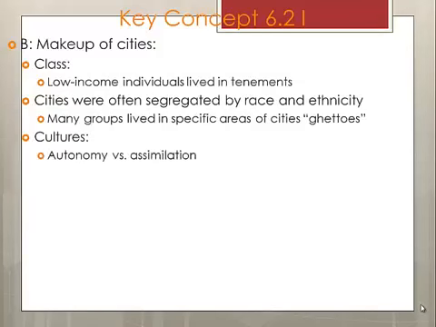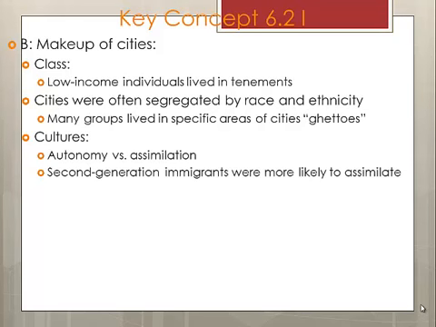Cultures of cities: you would see immigrants struggle with autonomy versus assimilation. This is the idea of whether they should keep their own cultures from their countries or assimilate to American life. And you'll notice that second-generation immigrants were more likely to assimilate.